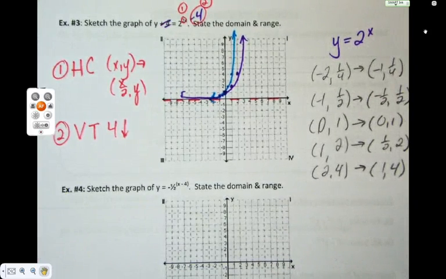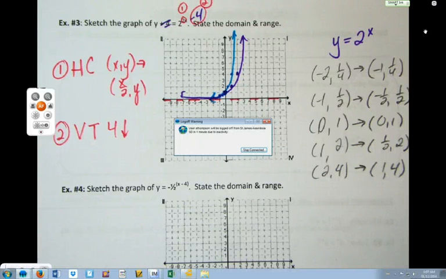After each step, what do we pause and ask ourselves? Did we do what we said we were going to do? So horizontal compression, did we squish this thing in from the left and the right? Did it get squishier?